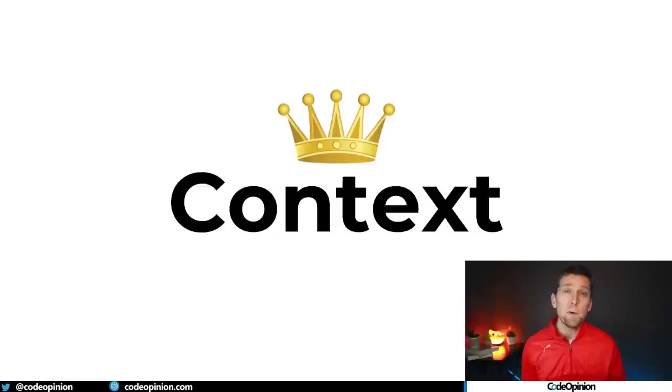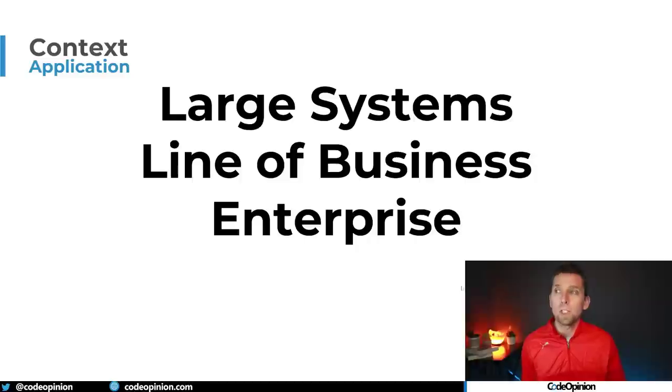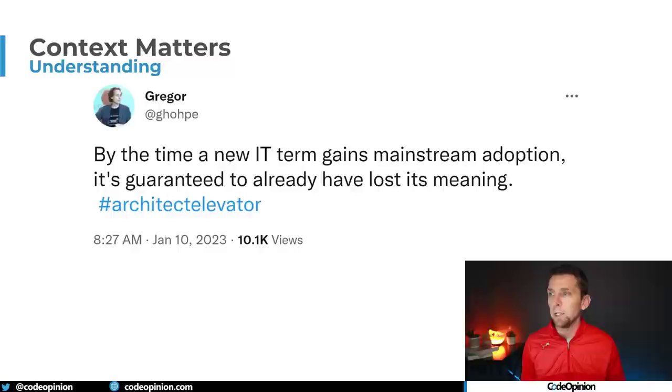So first, let me talk about the context and some of the concepts that I'm going to be explaining, where they're really applicable and where I see them most often used. I'm really talking about large systems that are being decomposed, hence why you might be defining services or microservices. This is where you're often using some of the ideas behind event-driven architecture. Generally, these are line of business and enterprise type systems that I'm referring to.